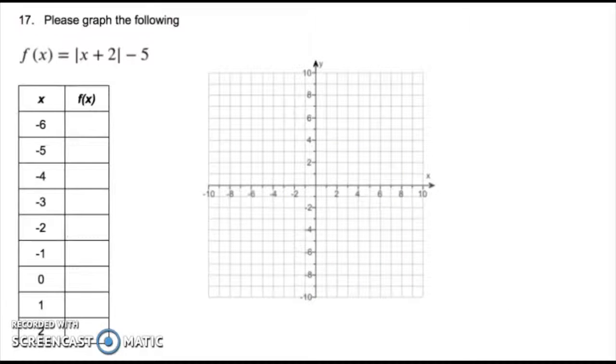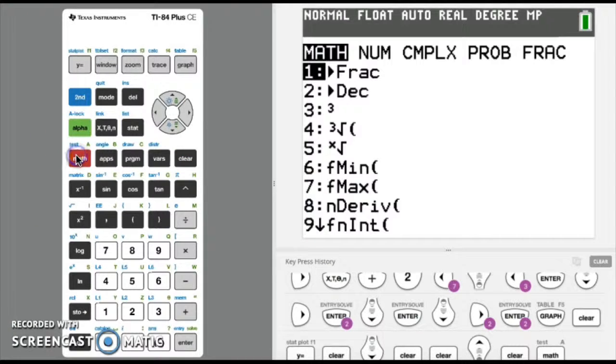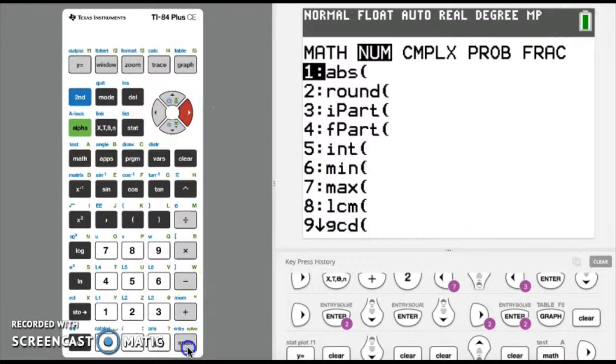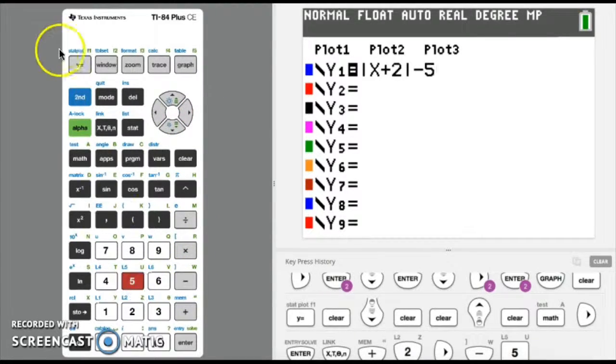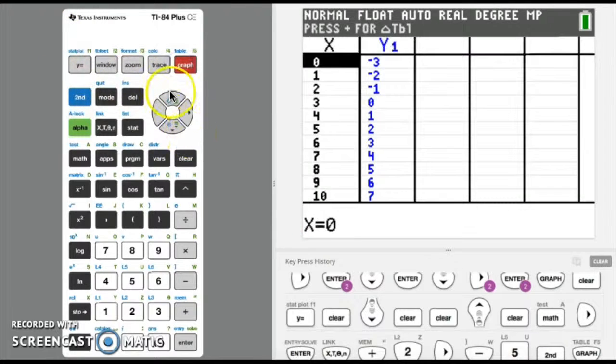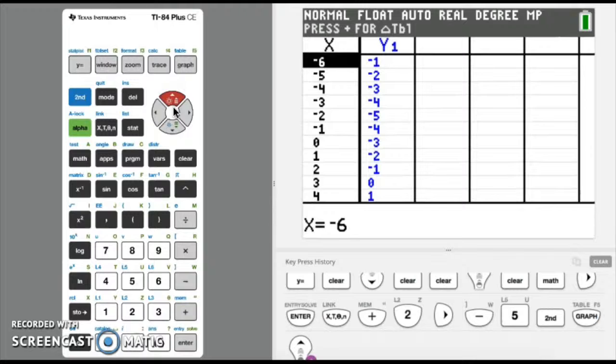Number 17, we are looking for f of x for all these values of x. You can get that by going to the table on your calculator. So to find that, press math, press over, and enter for your absolute value function. So then we do x plus 2, press the arrow to go outside the absolute value and do minus 5. Then we do second graph. Our first x is at negative 6, so negative 6 down to 2. All of this here will be my solution, so let's put those into our table.